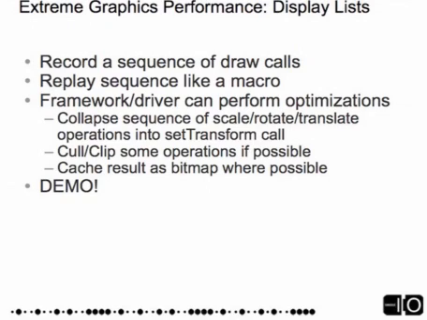One way to do this is you can collapse a sequence of coordinate transformations, like scaling, rotations, translations, into a single set transform call. Those are usually pretty expensive because each one entails a matrix transformation, which is like an n cubed operation. So the more of those that you can remove and collapse, the faster your rendering is going to go. You can also cull some things if you can detect that they're not visible or outside the browser window. And finally, sometimes, based on the state of the graphic pipeline, you can figure out if you can cache the whole thing as a bitmap and just stamp the bitmap down, like clone it around. So I'm going to actually demo this.